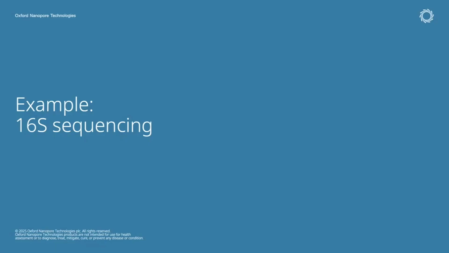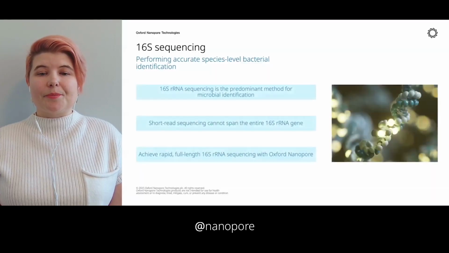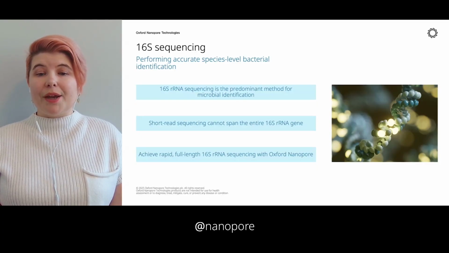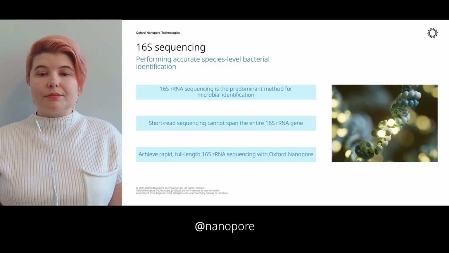Now, let's take a look at a worked example of an Oxford Nanopore sequencing workflow, focusing on 16S sequencing. Targeted sequencing of the 16S ribosomal RNA gene is the predominant method used for the identification of microbes across applications including food safety analysis, environmental and conservation monitoring, and pathogen detection.